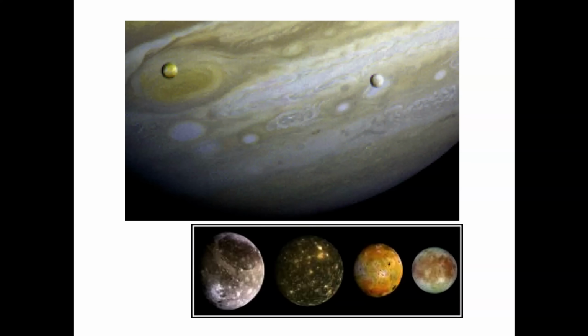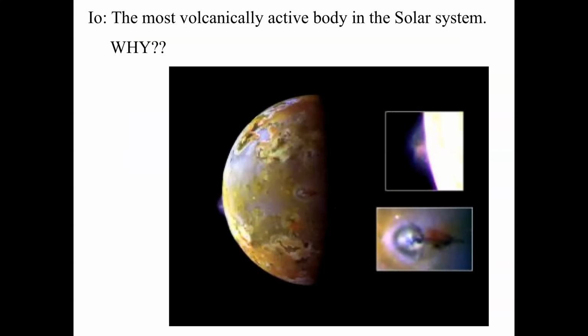Here's a few examples of some of the bodies in the outer solar system. These are the 4 Galilean satellites of Jupiter. One of the most interesting is Europa, which you see on the left, which may have a liquid ocean underneath the ice layer on the surface, and people are very interested in trying to study the interior of that.